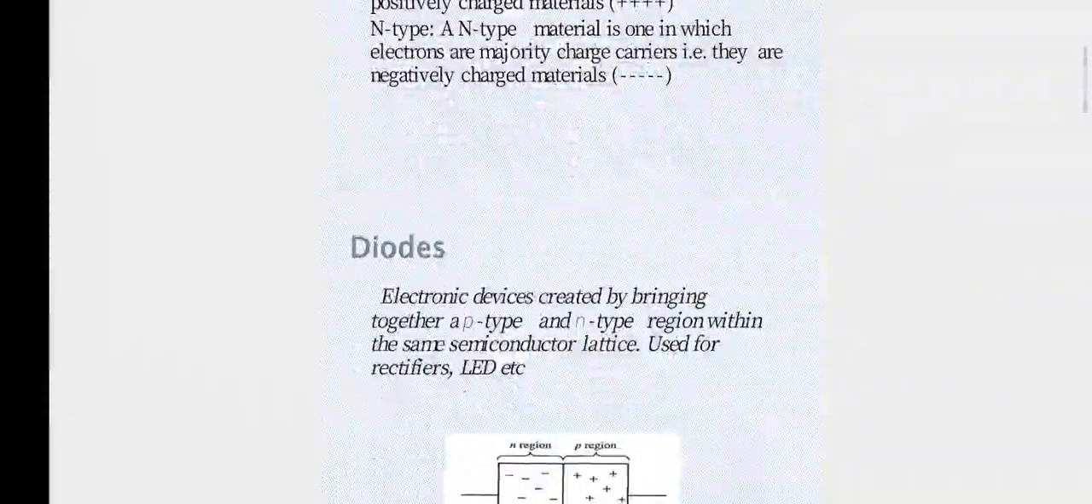Diodes are electronic devices created by bringing together p-type and n-type regions within the same semiconductor lattice, and are used for rectifiers and LEDs. A diode is a combination of two types of semiconductor, an n region and a p region. The n region contains a majority of electrons and the p region contains a majority of holes. Both are joined as a junction device, generally called the diode.